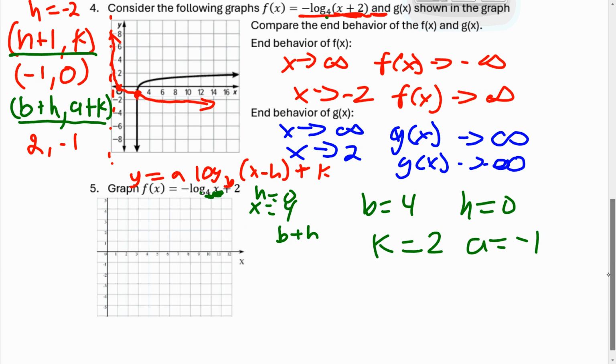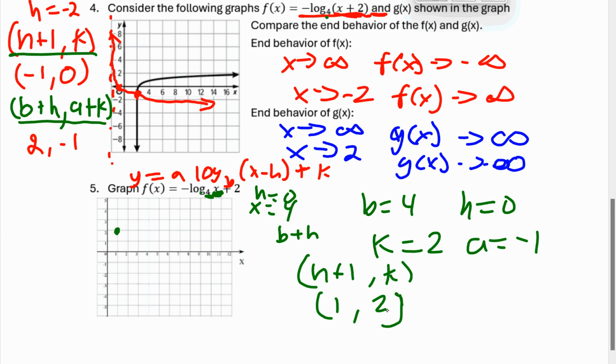And now I can go ahead and find out my 2 points. So h plus 1, so that'd be 0 plus 1 is 1. And then I get my k. My k is just 2. I just put k here. So I get this point, move over 1, 2. I get this point 1, 2.